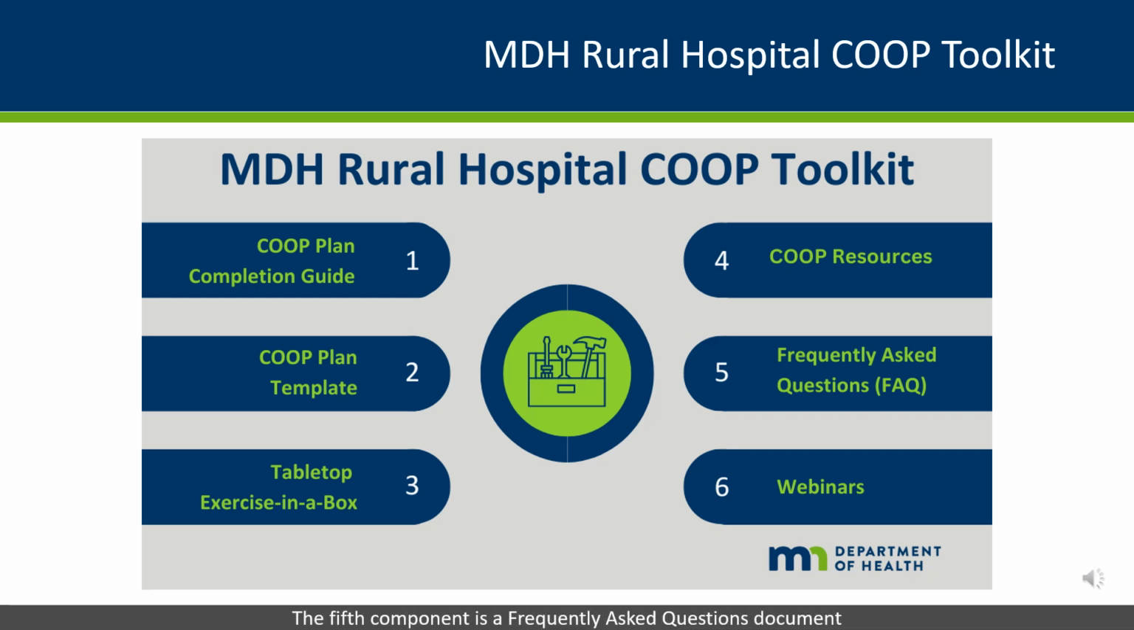The fifth component is a frequently asked questions document to help you explain COOP planning to your peers and executive leaders. The sixth and final component of this toolkit is this series of webinars to help continuity planners complete or update their hospital's COOP plan. The webinars are focused on the first 2 components of the toolkit, the COOP completion guide and the COOP plan template.